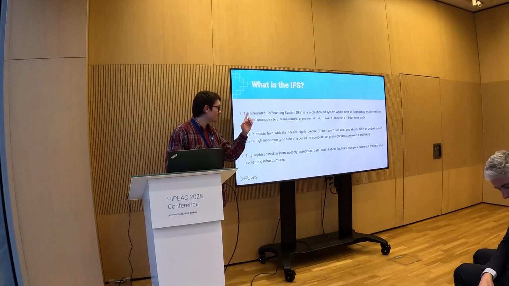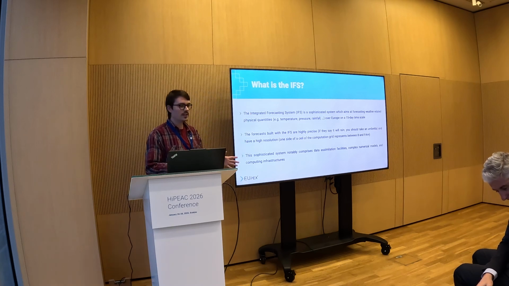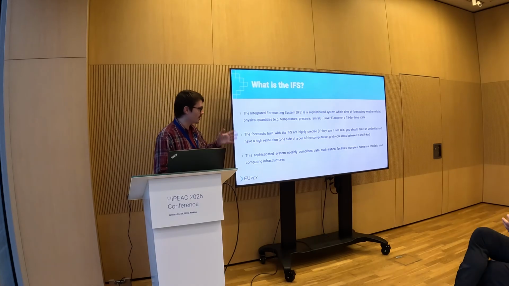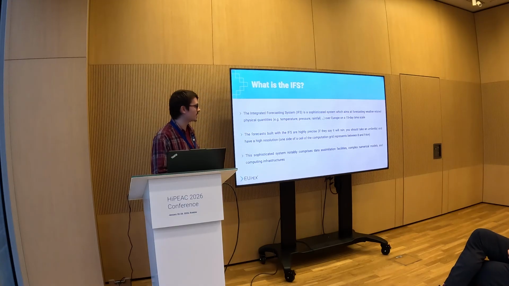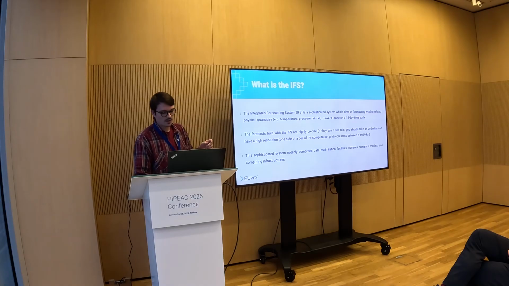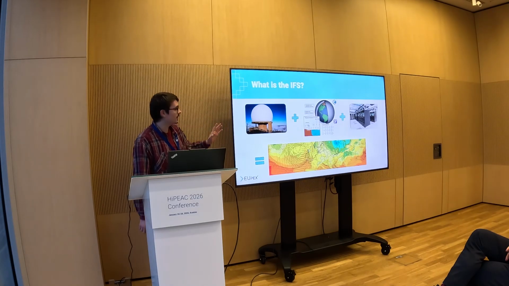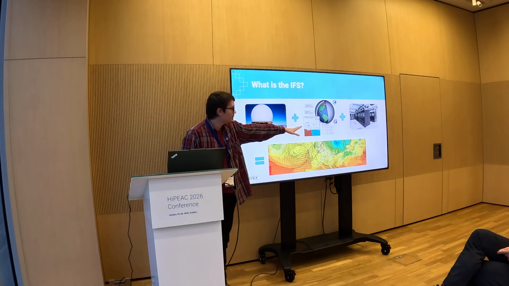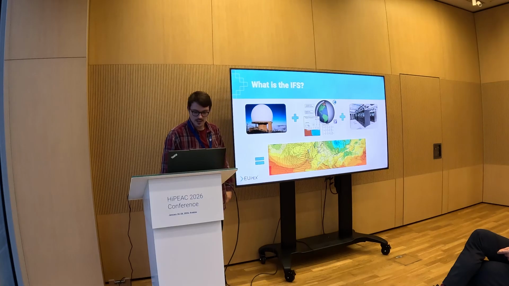So, what is the IFS? It stands for Integrated Forecasting System, and basically it aims at forecasting weather-related physical quantities, such as temperature, pressure, and stuff like that, over Europe on a 15-day timescale. The forecasts they build are highly precise. When they say it will rain, take an umbrella, basically. And they have a high resolution. So one side of the cell of the computational grid is between 8 and 9 kilometers. If we translate that into images, they have data assimilation facilities, such as weather stations. They run complex numerical models on supercomputing infrastructures to build weather forecasts.